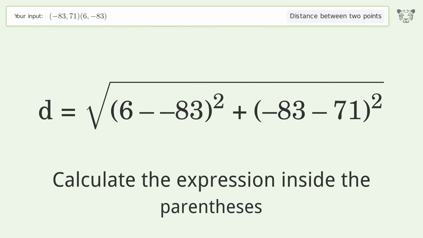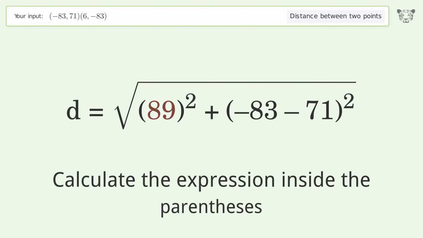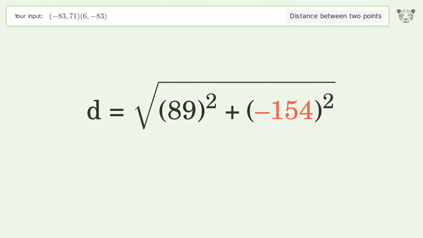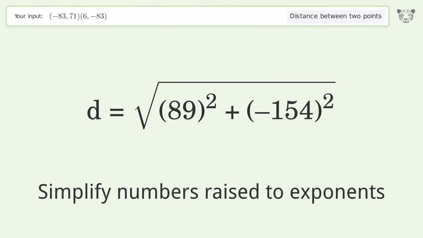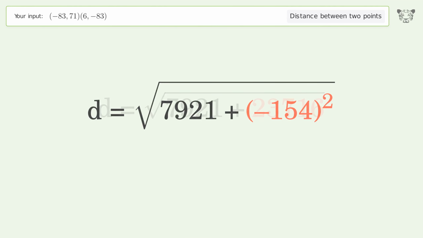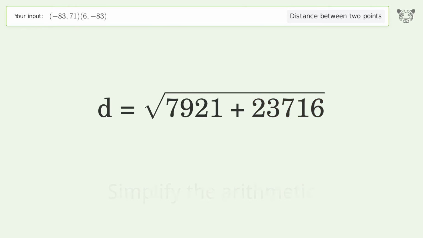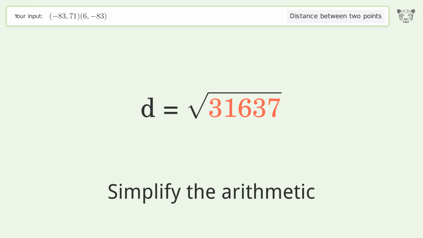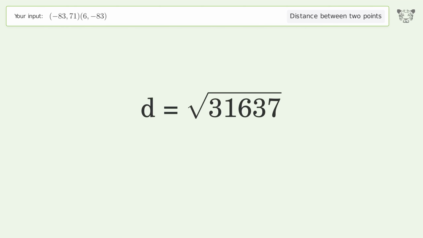Calculate the expression inside the parentheses. Simplify numbers raised to exponents. Simplify the arithmetic. And so the distance between the 2 points is the square root of 31,637, or 177.868.